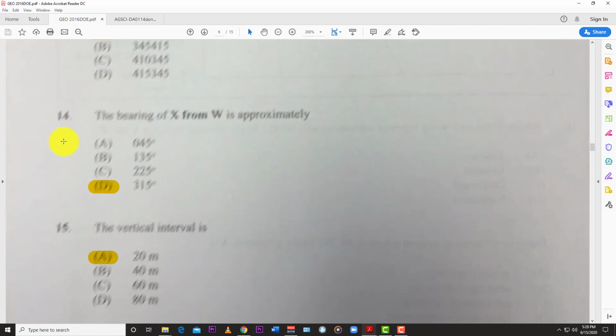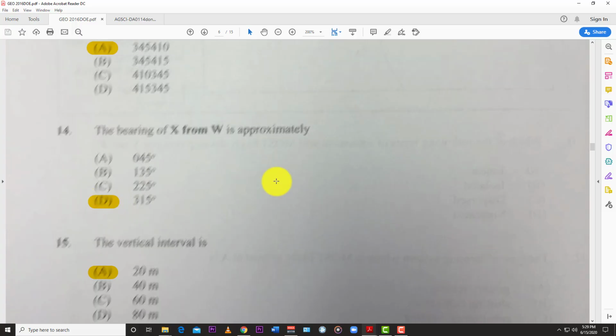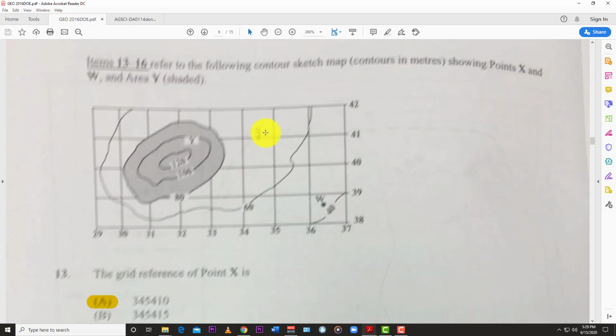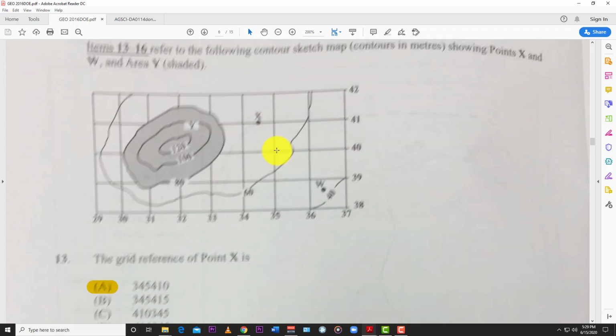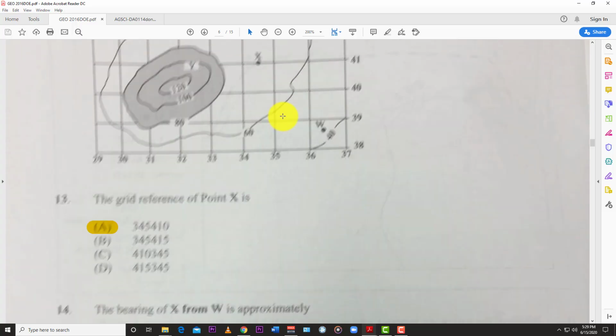Alright. Number 14, the bearing of X from W is approximately, and the best answer here is D, 315 degrees. So X from Y, alright, sorry, X from W. So X from W, and we have the answer right there.